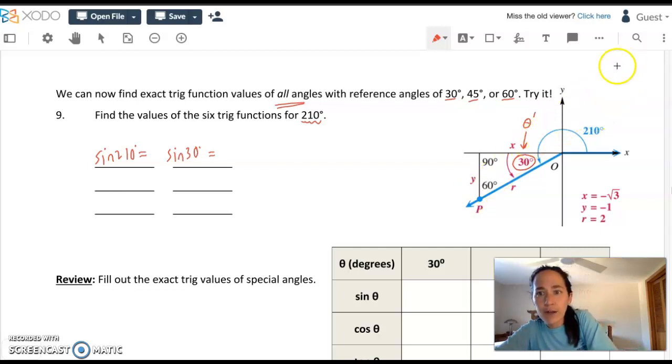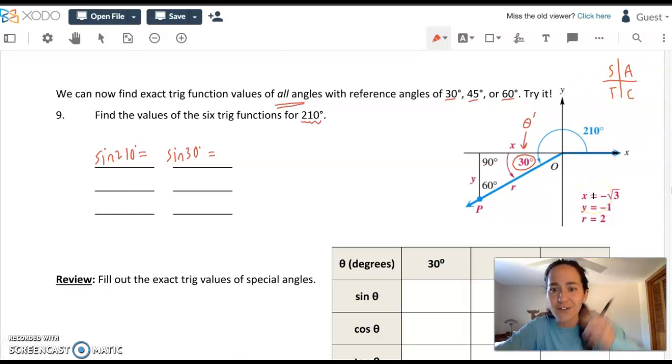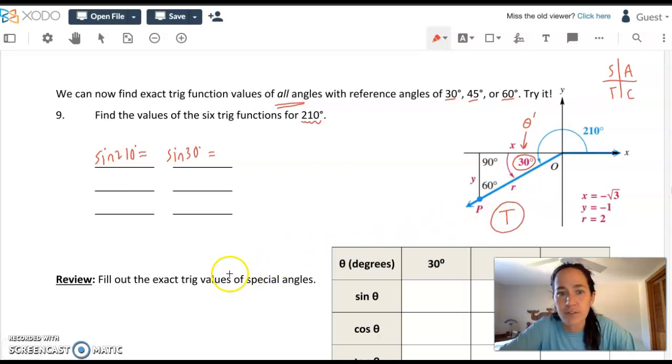One good acronym for us was this. I'll put it up at the top. ASTC, right? All students take classes. All students take cookies. All students take calculus. It tells you which trig functions are positive in which quadrants. They're all positive here. Only sine and cosecant are positive in quadrant 2, and in the T quadrant, I'll put a big T here, only tangent and cotangent are the positive trig function values of the 6. So since we are in a quadrant where only tangent's positive, sine of 210 isn't going to equal exactly the sine of 30, it's going to equal the negative sine of 30, and that comes from ASTC.